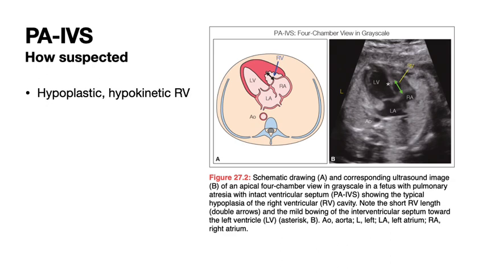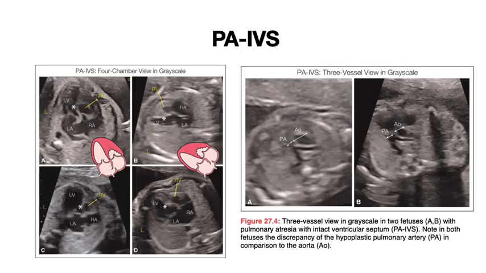How do we suspect it? Well, typically there's this small hypokinetic right ventricle. Hypokinetic meaning the fractional shortening is very low. It's not squeezing very hard at all, and it's hypoplastic. It's not very big. Here's some other pictures just to give you an idea of the different looks. You've got a right ventricle, but the actual chamber size or lumen is very tiny. The wall is very thick.